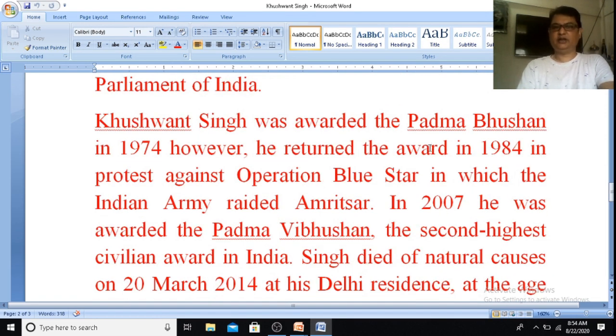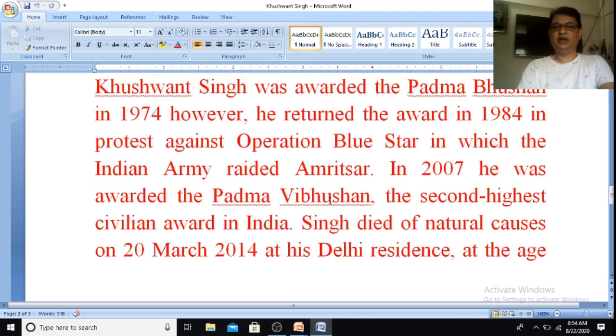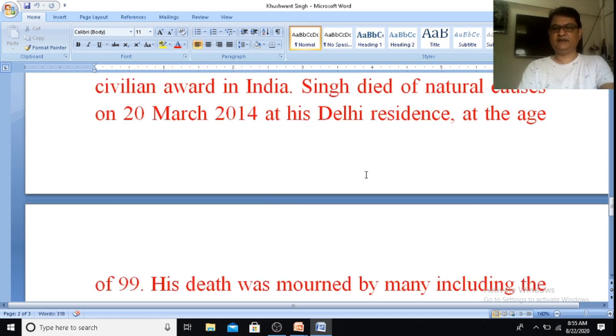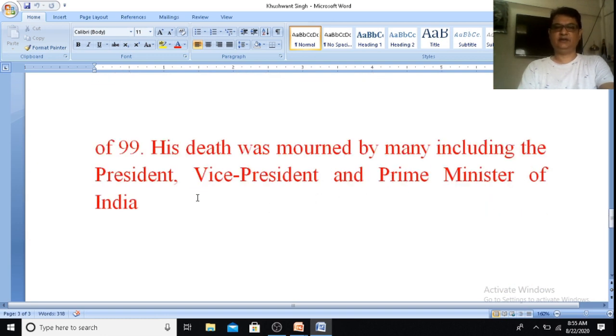Khushwant Singh was awarded the Padma Bhushan in 1974. However, he returned the award in 1984 in protest against Operation Blue Star, in which the Indian Army raided Amritsar. Actually, this incident reveals his rebel-mindedness. In 2007, he was awarded the Padma Vibhushan, the second highest civilian award in India. Singh died of natural causes on 20th March 2014 at his Delhi residence at the age of 99. His death was mourned by many, including the President, Vice President, and Prime Minister of India.